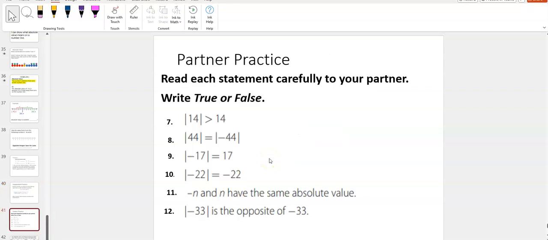All right, now this next set of problems we did with a partner in class, but if you don't have a partner at home, you're just going to read the statements to yourself and write true or false next to them, because some of these statements are true and some of them are false, and you should be able to identify which ones are which. So take a minute, identify, and then come back to see your answers.